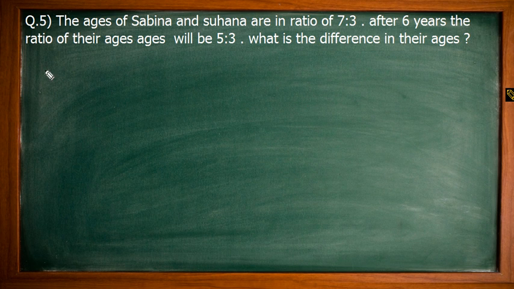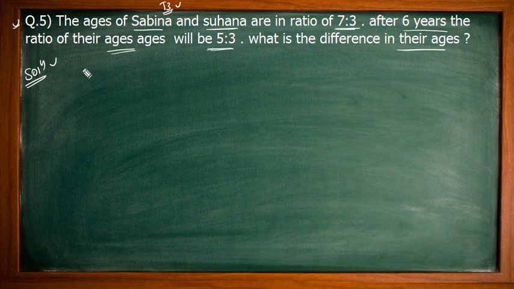Problem number 5. And see guys, the ages of Sabina and Suhana are in the ratio 7:3. After 6 years the ratio of their ages will be 5:3. What is the difference in their ages? That is your question. That is another type, that is T3. So how can you approach such kinds of problems?